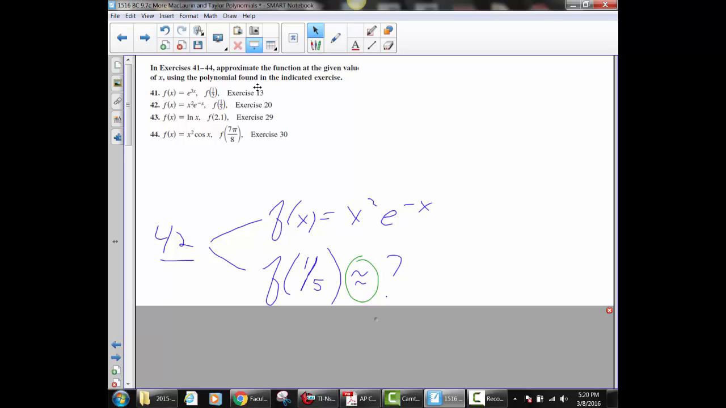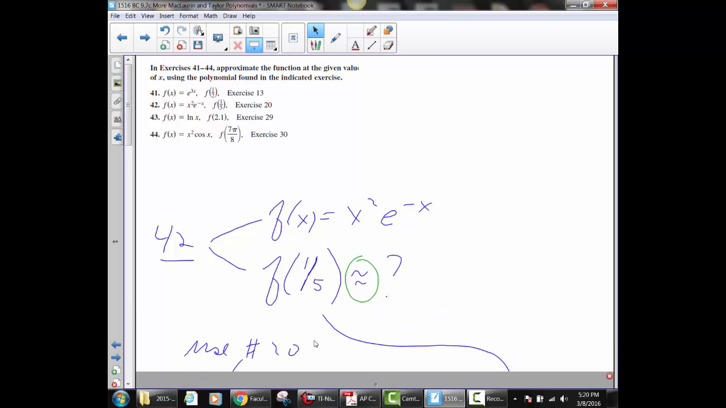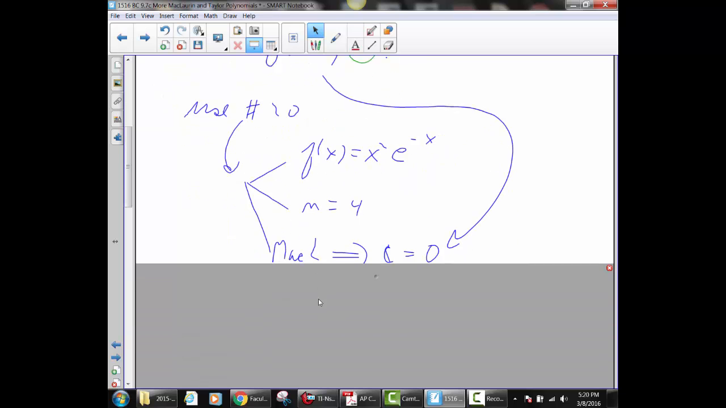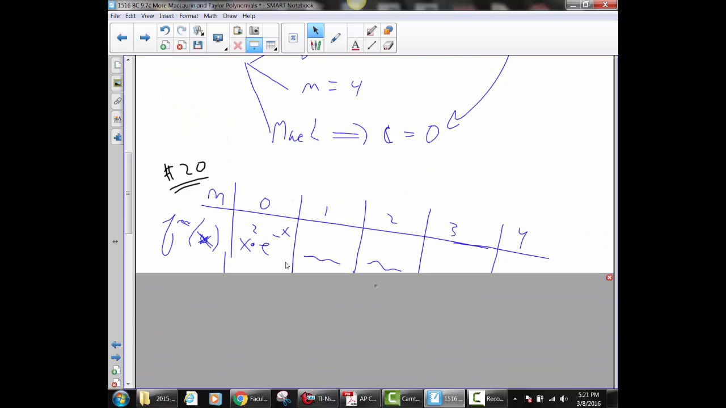Okay, so 41 to 44, now they want you to actually use the Taylor polynomial or Maclaurin's polynomial you found to try and approximate f of a particular number. So 42 is sending you back to number 13, and in number 13, the function was f of x equals x squared e to the negative x. And in that question, go back to number 20. In that question, they had asked for a Maclaurin's degree 4. So we had already found that, but I'll just go through that.